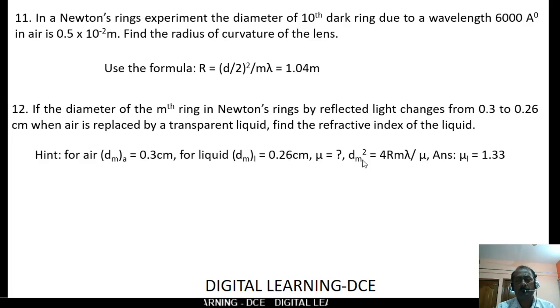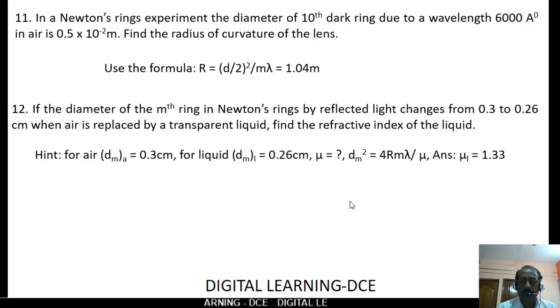For this one, you can use the formula d square m equals 4 r m lambda divided by mu, the refractive index. On substituting the values of the data given here, d_m in bracket, that is A subscript A, stands for the diameter of the ring in air. This is the diameter of the ring in liquid. On further substitution and calculation, you got the refractive index of the liquid equals 1.33.